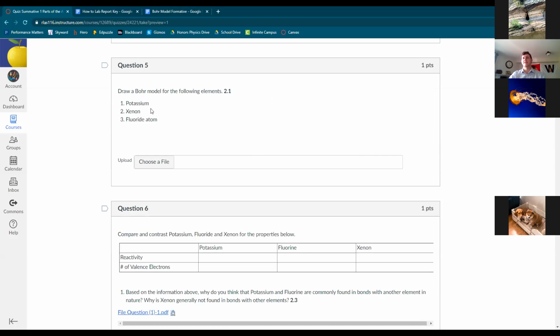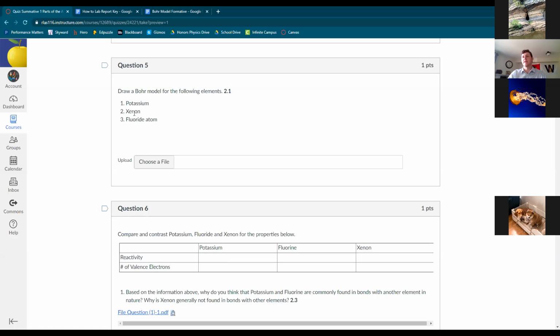For the Bohr models, I was looking for 3 things. I was looking for you to make sure that you had a nucleus, and that inside the nucleus you had your protons and your neutrons. And then around the nucleus, I was looking for all of the electrons on the correct levels. So potassium has 19 electrons, 19 protons, and 20 neutrons. It should have 4 orbitals.